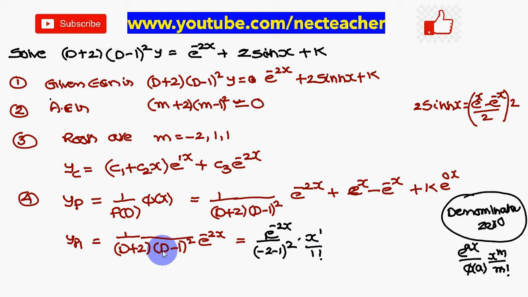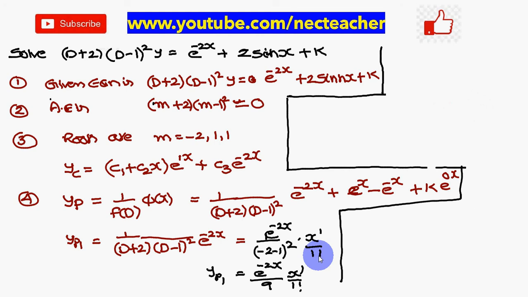That means here, if you substitute minus 2 in D, you are going to get 0. So this power is how much? 1. Therefore you have to multiply with x power 1 and 1 factorial. If it is (D+2) whole square, x square by 2 factorial multiplication. If it is (D+2) whole cube, x cube by 3 factorial. Okay, next simplification you will get like this.